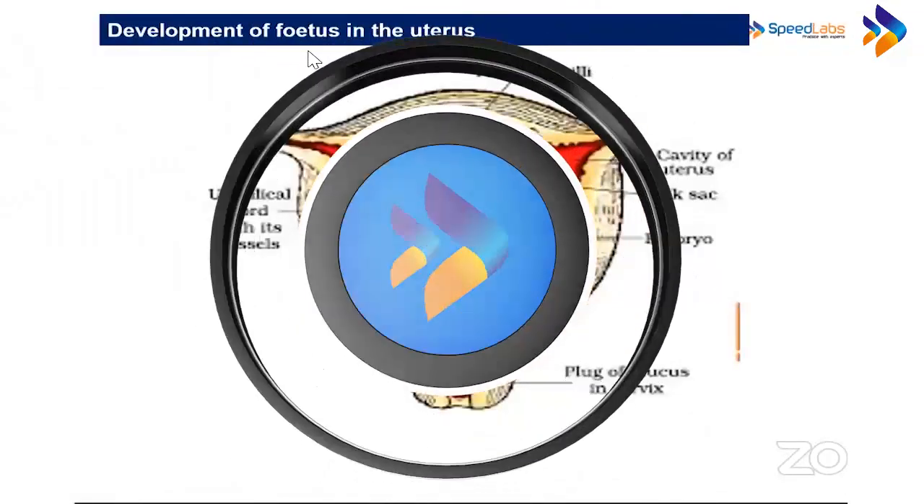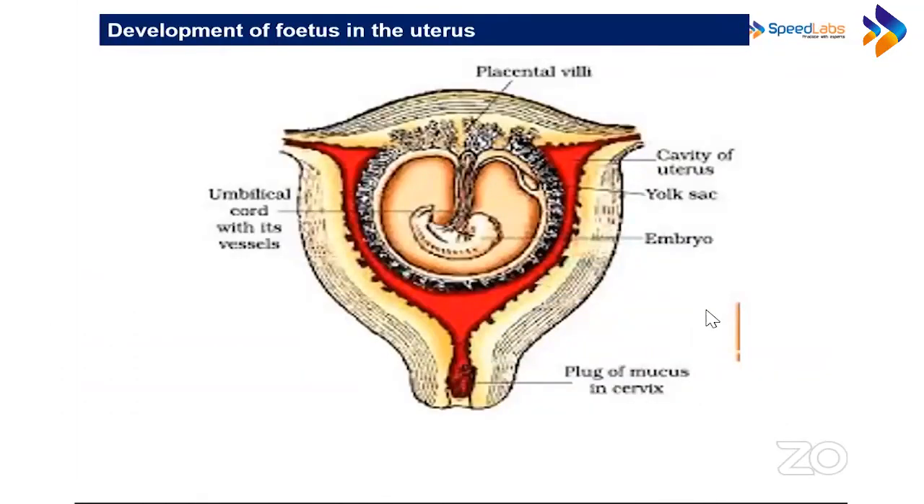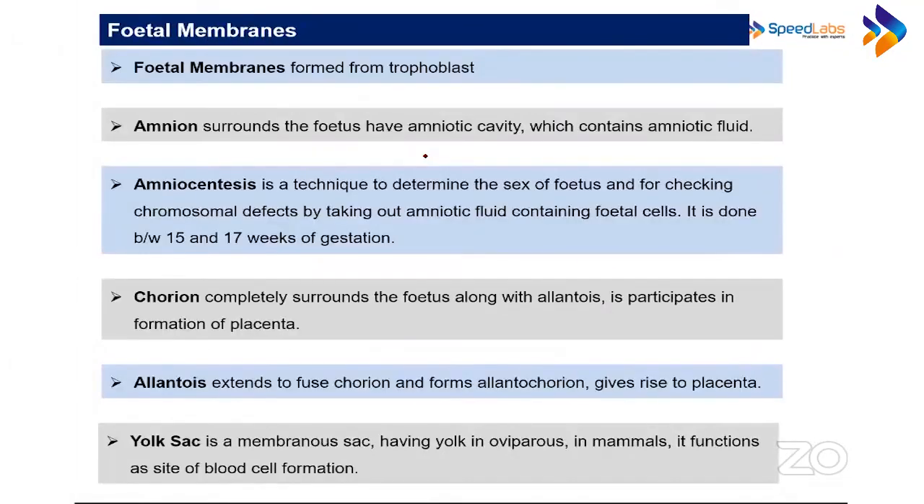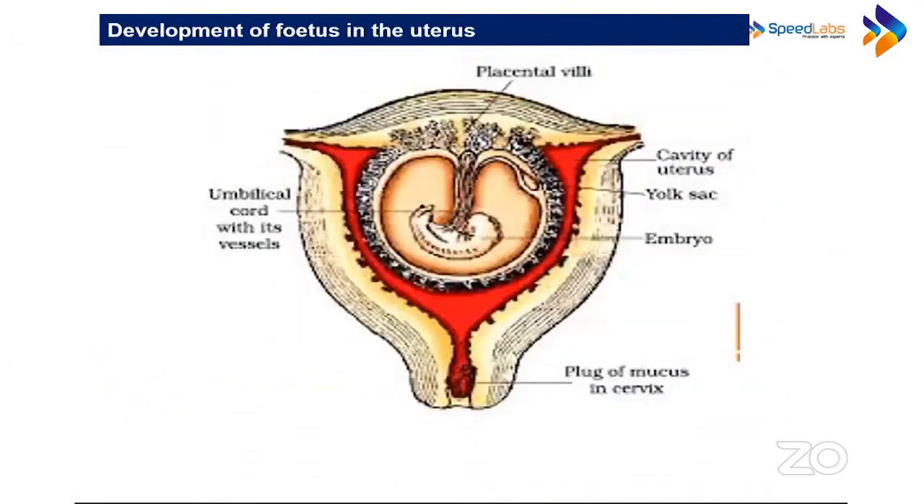Look at this. Development of fetus in the uterus. So placenta develops from what? From the syncytial trophoblast. You can see, and in the cervix there's this plug of mucus so that no unwanted material enters from this side. And this is the embryo. So until the 9th week of gestation, it is called the embryo.